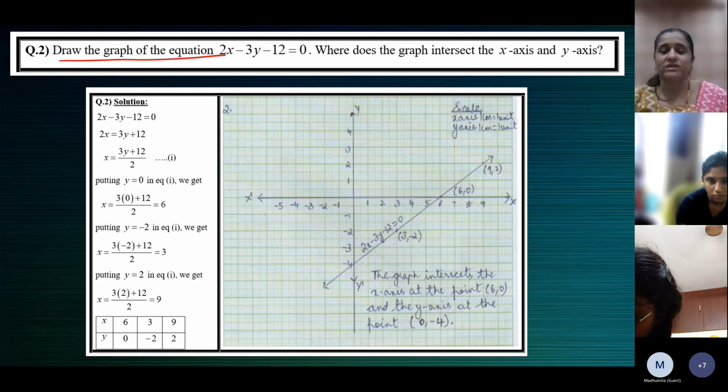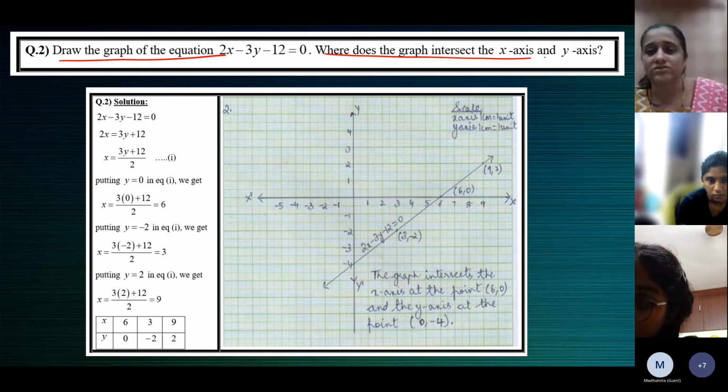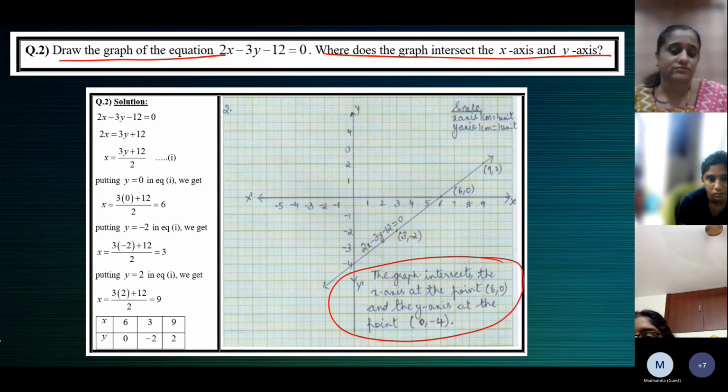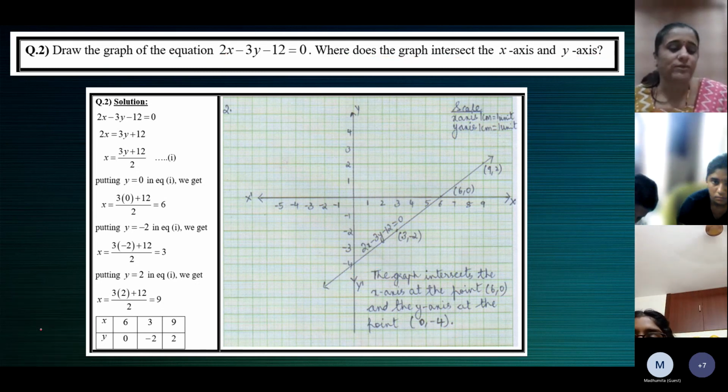Draw the graph. We made the graph. Where does the graph intersect the x-axis and y-axis? So you must write this. This is how you make the graph.